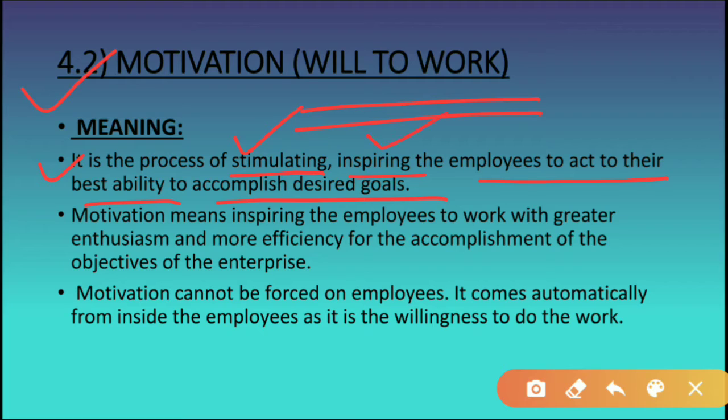They need to inspire the subordinates. They need to inspire the employees who are working under them, so that they perform to the best of their ability, so that they work hard and give their 100%, so that the goals can be achieved. Okay, so motivation means what? To stimulate or to inspire the employees.